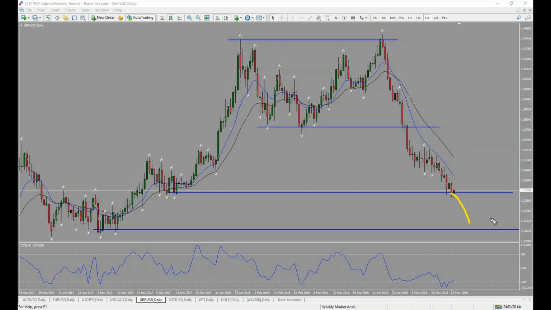Alternatively, it goes through, and then basically this is the next level down here. Let's just zoom out so we can see it a little bit better.